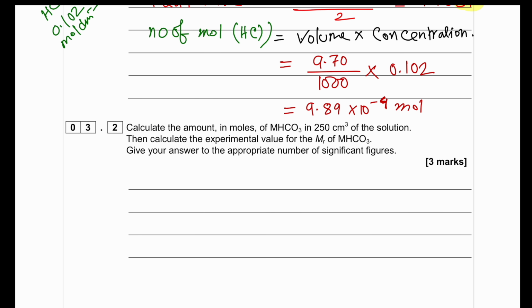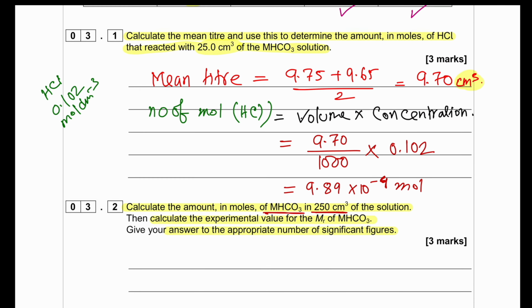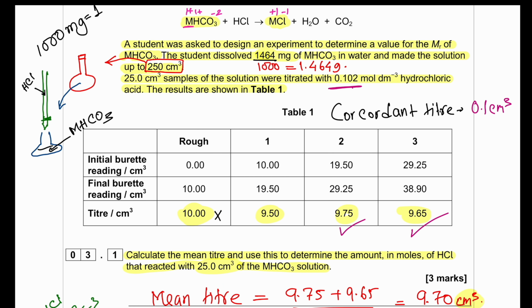Now the next part of the question tells us to calculate the amount in moles of MHCO3 in 250 cm3 of the solution. Then calculate the experimental value for the Mr of MHCO3. Give your answer to an appropriate number of significant figures. Now, in order to find out the number of moles of MHCO3 in 250 cm3, we have to understand that we did the reaction only with 25 cm3, which was taken from the original 250 cm3 volume. So the original had 250 cm3 in our volumetric flask. From there, we had taken only 25 cm3.